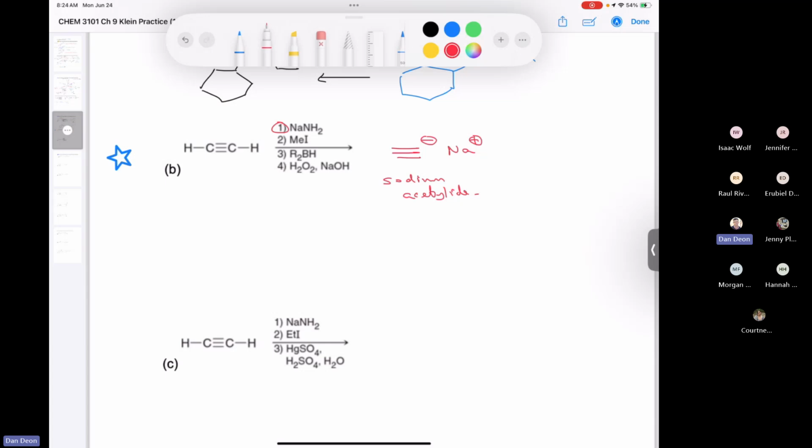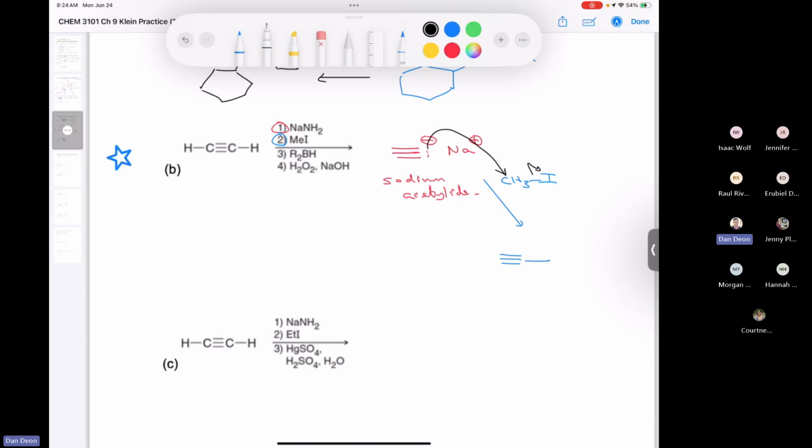Let me draw a little prettier lone pair. There we go. And then in the next step, we're going to hit it with iodomethane, which you guys know is one of the greatest electrophiles in the history of people, I guess. Anyhow, so what's going to happen is we're going to get nucleophilic attack, loss of leaving group, and then we're going to end up with propyne. You don't have to call it 1-propyne, that's redundant. So we end up with propyne.